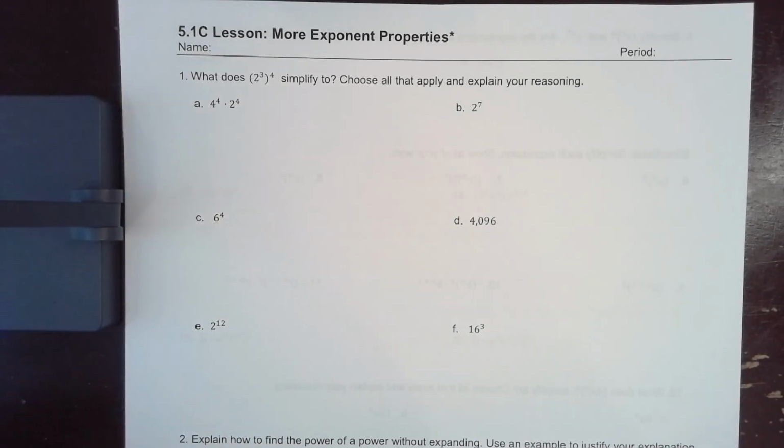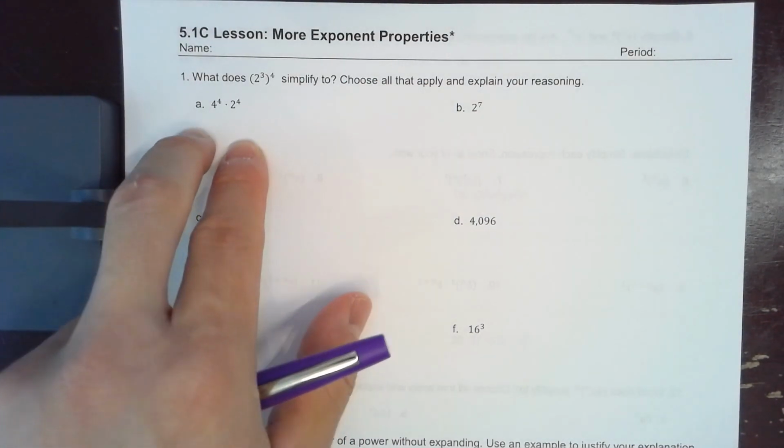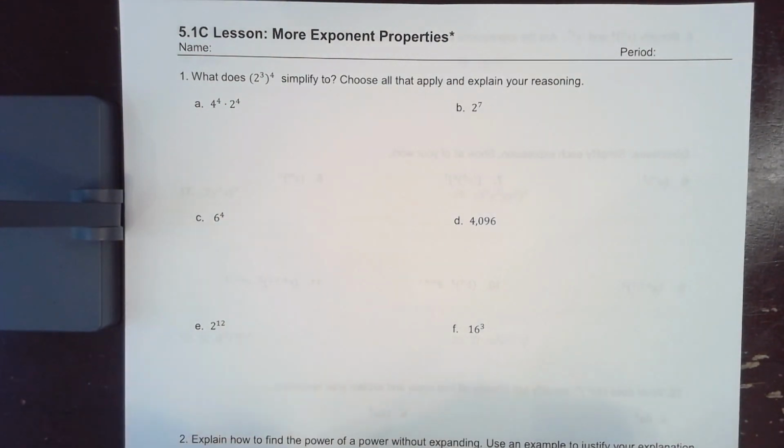All right, class. Welcome to the 5.1c lesson, more exponent properties. Okay, so now in 5.1b, we learned about what would happen if you multiplied like bases. And we knew that we added the exponent. When we divided like bases, we knew that we subtracted the exponents.